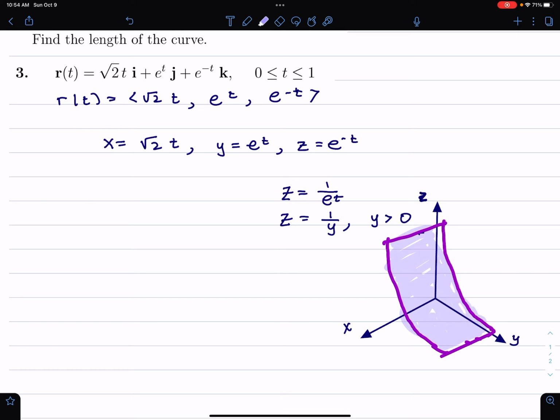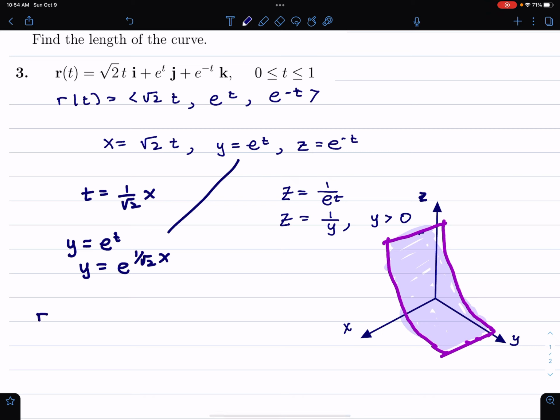To see what curve that will be, let's check out this part over here, with x and y. If x equals root 2 t, then we can easily see that t equals 1 over root 2 times x. Going over here, y equals e to the t, and t is 1 over root 2 x. So what we get is an exponential function, and we know that graph. And then let's also point out what r of 0 is. That's square root of 2 times 0, e to the 0, e to the negative 0. So this is 0, 1, 1.